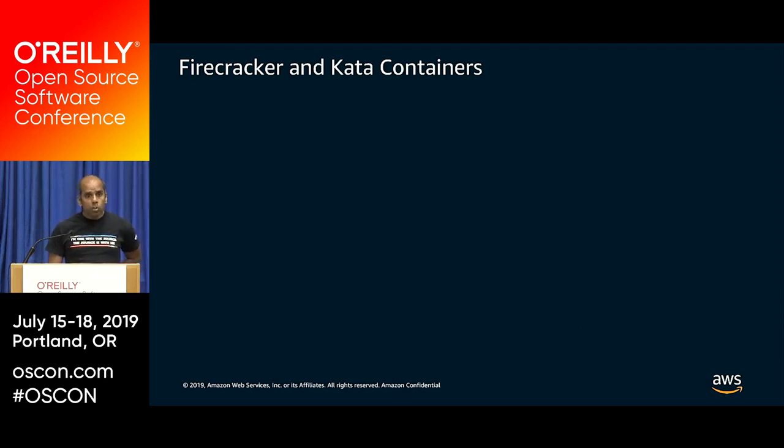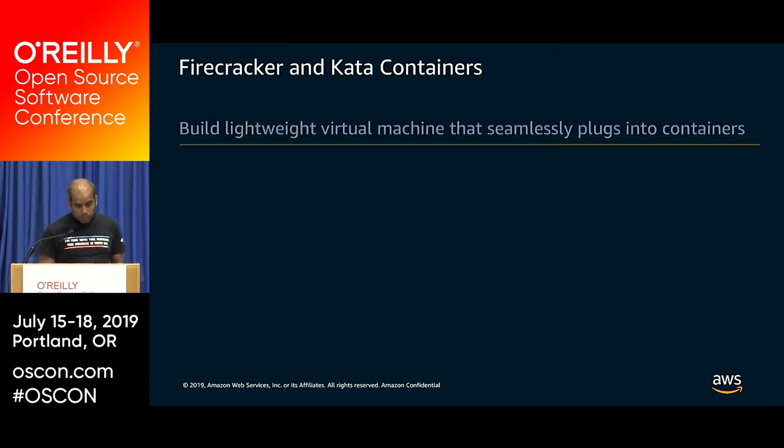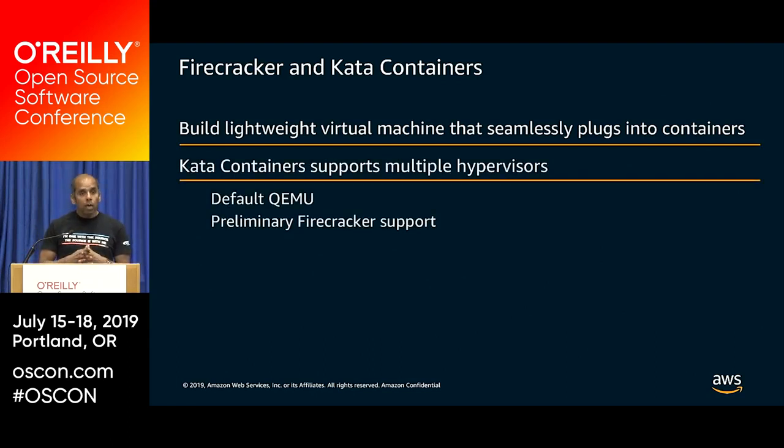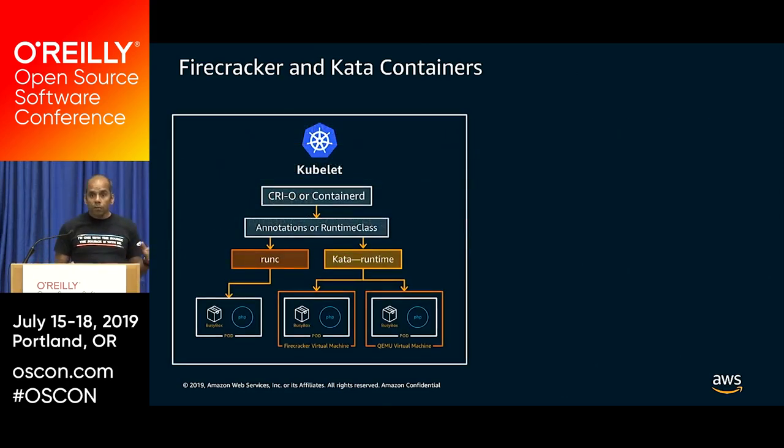Now, Kata Containers is an open source project that is really targeting to build a lightweight VM for running containers. Okay, and it seamlessly plugs into containers. So customers have been using it. Now, Kata Containers has this concept of pluggable hypervisors. By default, it uses QEMU. Now, one of their biggest customer asks is that QEMU is good, but it's very feature rich, very heavyweight. So they wanted a more targeted, lightweight hypervisor. And that's exactly where Firecracker fits as part of their needs. So essentially you can use Kata Containers to run in Kubernetes using lightweight microVMs.